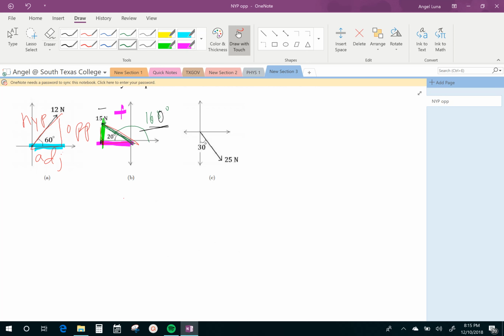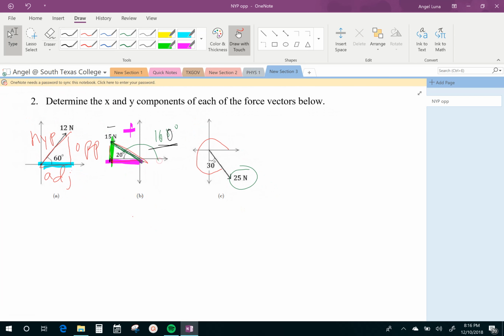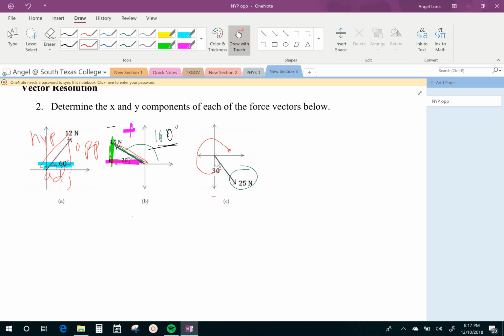Let's move on to C. I have the magnitude of my vector, 25 newtons, with the given angle of 30. Now again, I'm going to start my angle from the positive x-axis, counterclockwise, to where my vector is. Since going counterclockwise from this point all the way to the bottom of the y-axis is 270 degrees, I just have to add the other 30 degrees going this way, which is going to be 300 degrees.